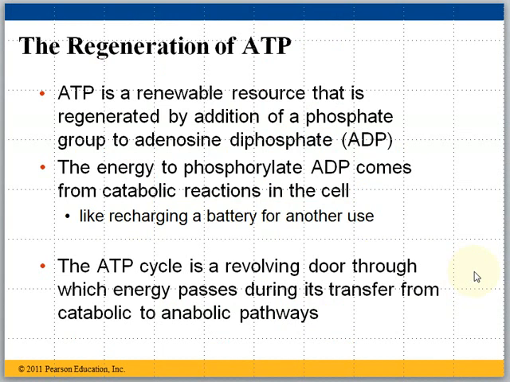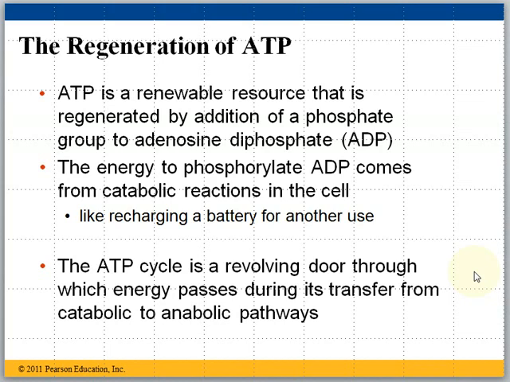ATP is a pretty cool molecule. You can kind of think of it as a renewable resource because it can be regenerated and reused. When it gets hydrolyzed and that one phosphate group is broken off, it becomes ADP, adenosine diphosphate. But that ADP can be phosphorylated itself. In other words, we can have that phosphate group added back to it, and it can become ATP again and start the whole process. So the energy that it takes to recreate the ATP comes from a catabolic reaction in the cell. It's kind of like recharging a battery for another use.